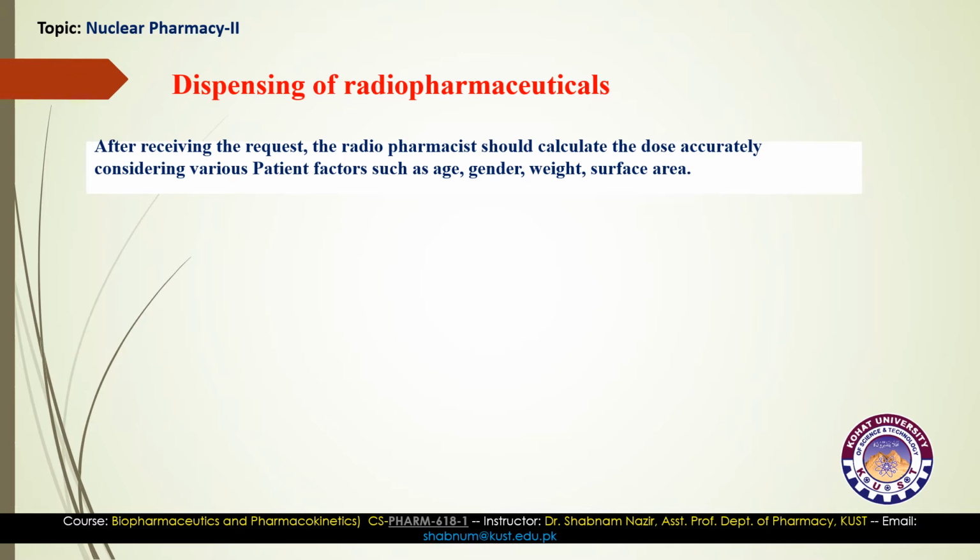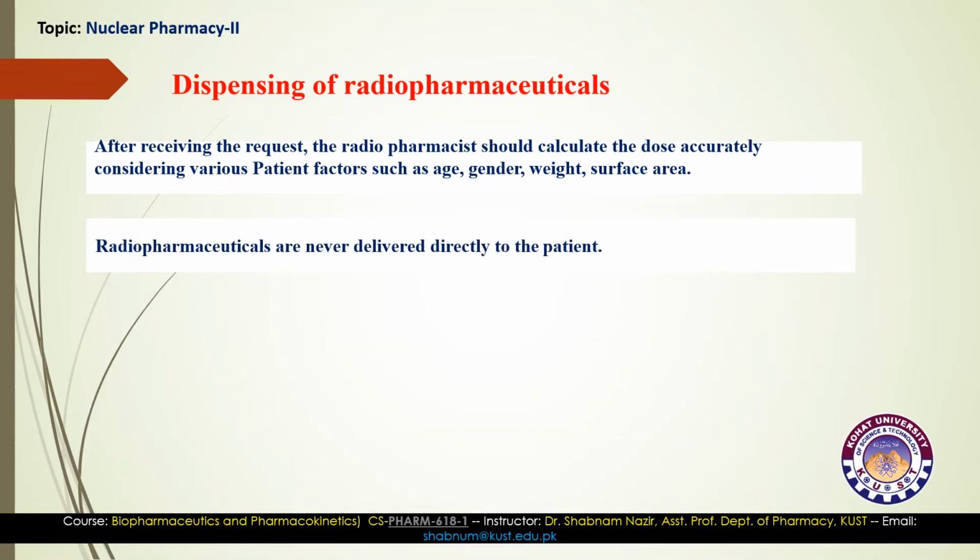That is why there are certain criteria which are considered whenever the dose is being calculated. These are patient-specific factors such as age, gender, weight, and surface area, which usually affect the normal doses of normal pharmaceuticals. The same applies to radiopharmaceuticals as well, but extreme care is required in this regard because radiopharmaceuticals could prove harmful if the dose exceeds the required one.